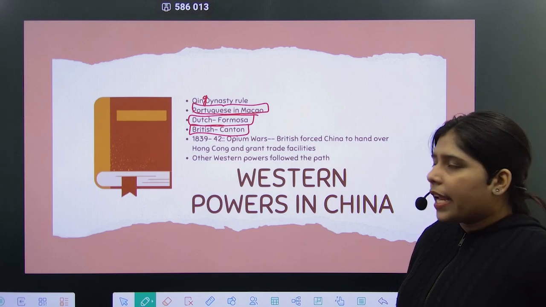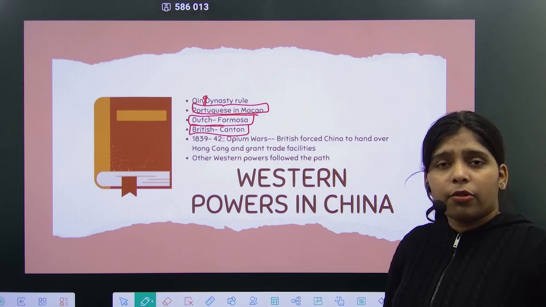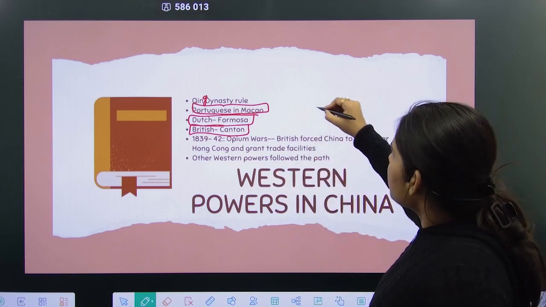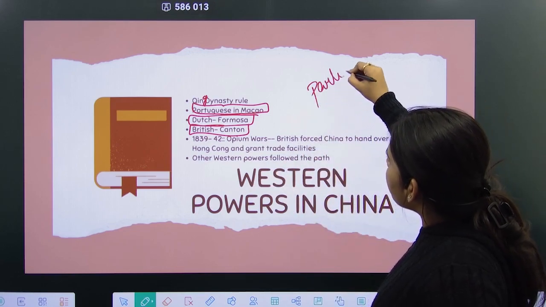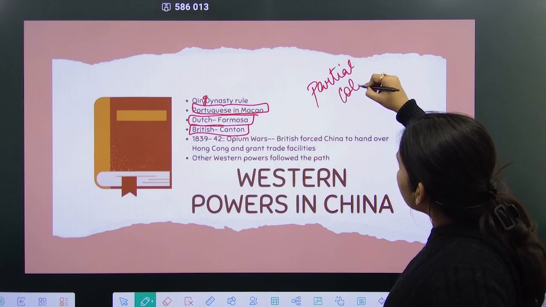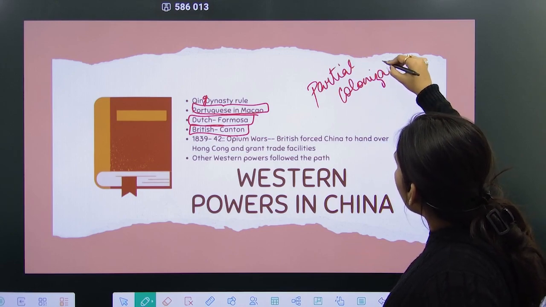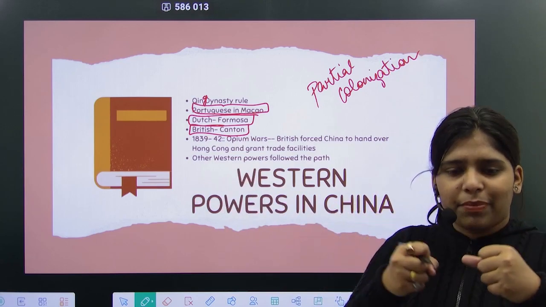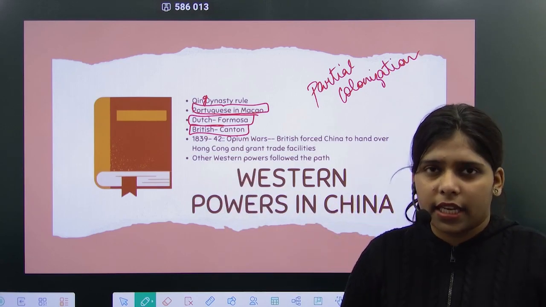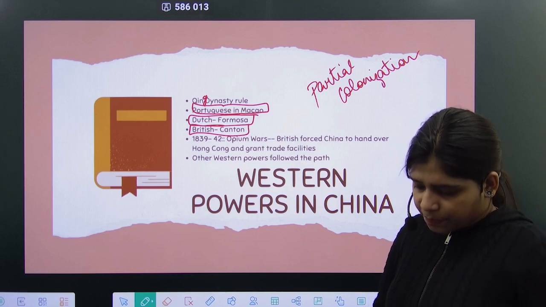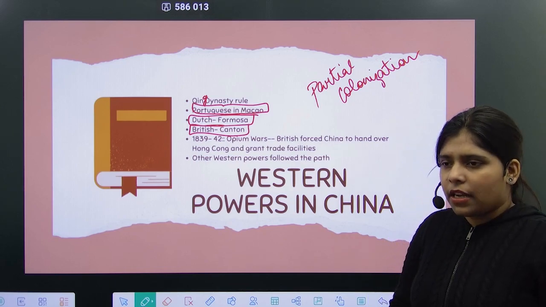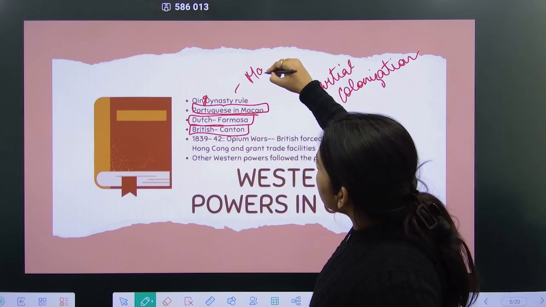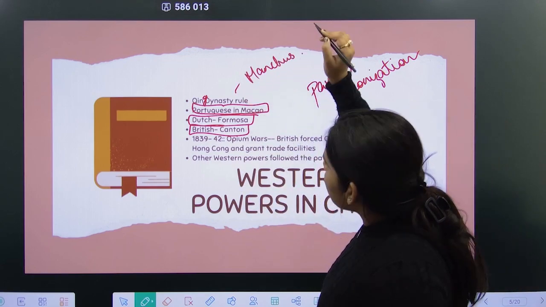And which is why I told you that China was not totally colonized. It was partial colonization that you saw over here. We say in parts colonization was done. All right. See, write down Qing dynasty was ruling, Qing dynasty. Manchus.